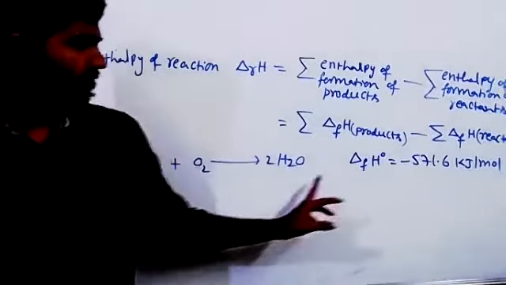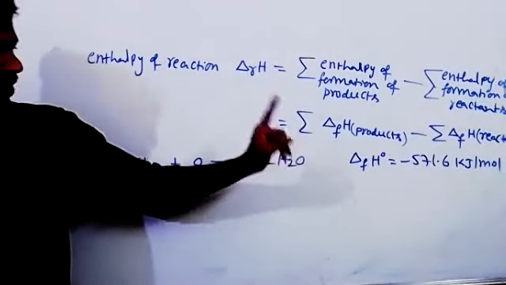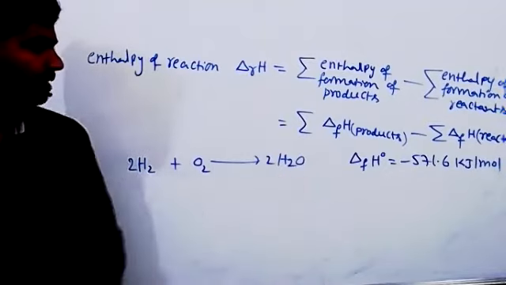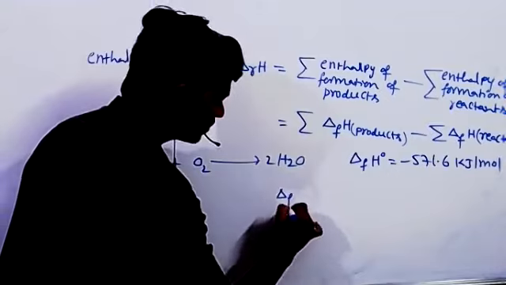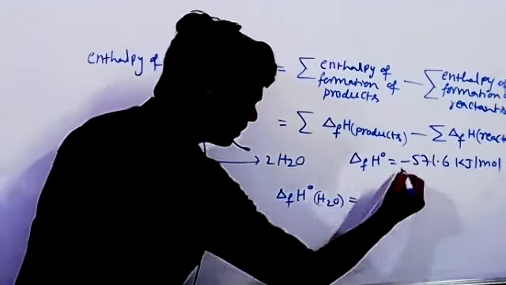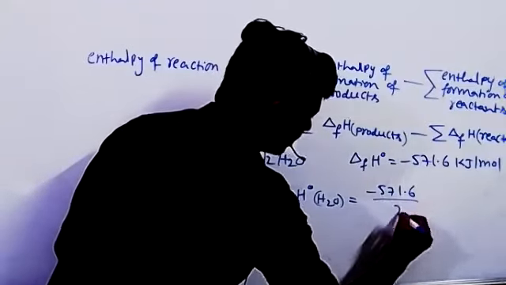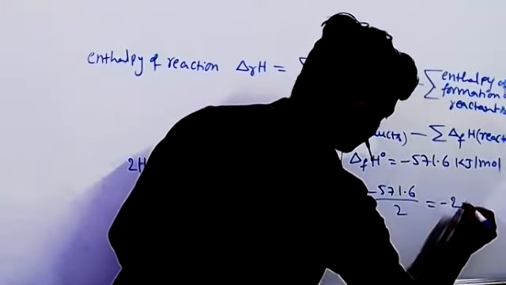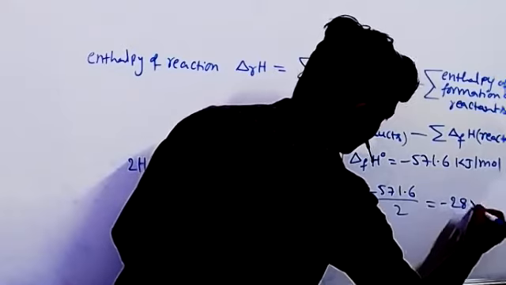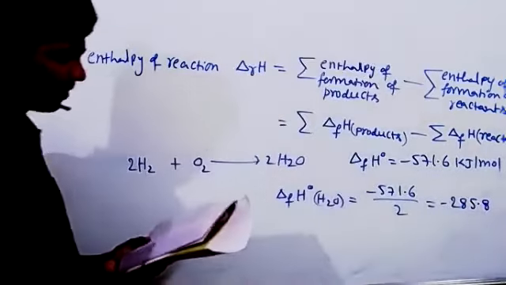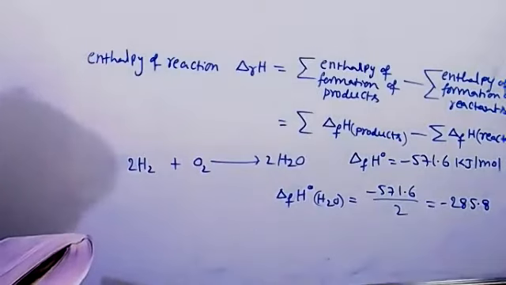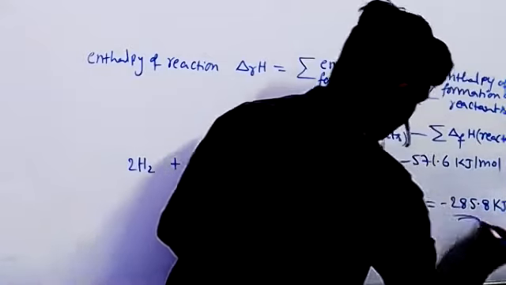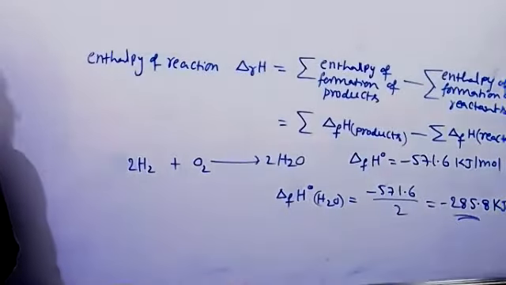This is not the standard enthalpy of formation of water, because the statement is given only for 1 mole. Only 1 mole of water should be obtained, but here 2 moles are obtained. Now the enthalpy of formation of water is minus 571.6 divided by 2, which is minus 285.88 kilojoule per mole. This is the actual enthalpy of formation of water.